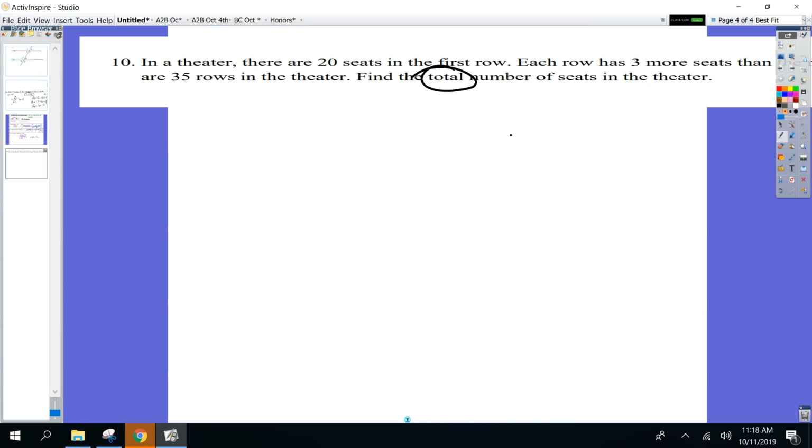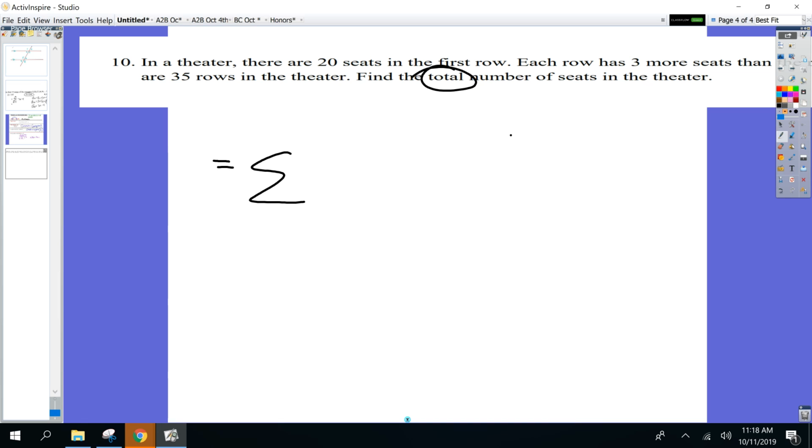Total number of seats. So is this first arithmetic or geometric? What am I dealing with? Arithmetic, because it's 3 more. All right, so it's arithmetic, and I'm finding a total. What do I need to build? A sigma again. Yep. Do not find the one in the 30th row. You can if you want, but it's not needed here.